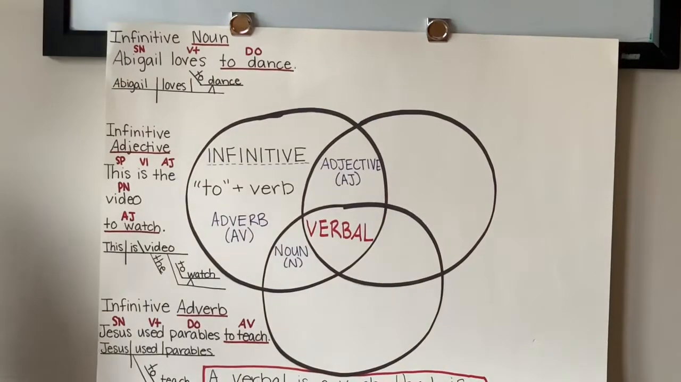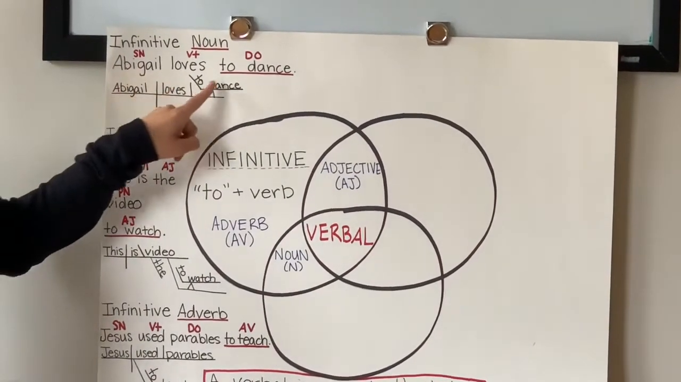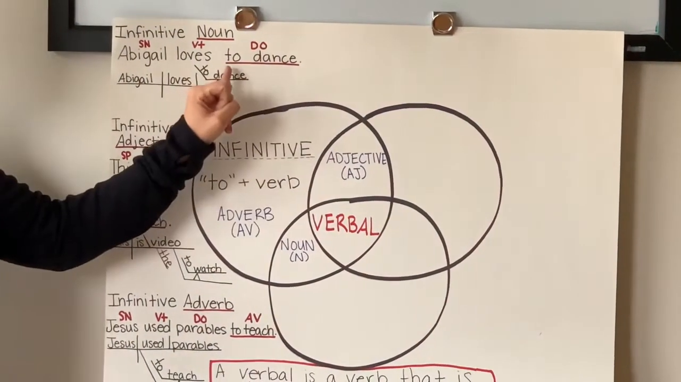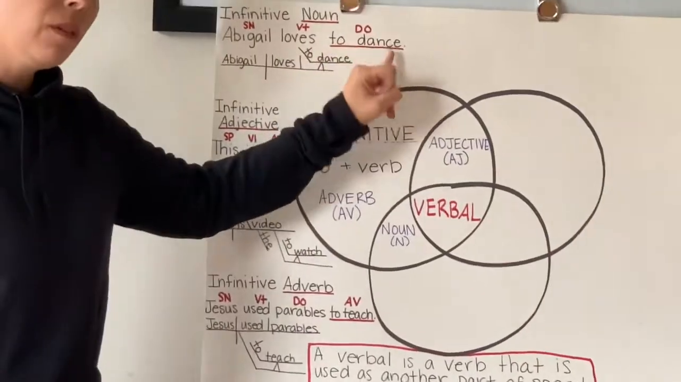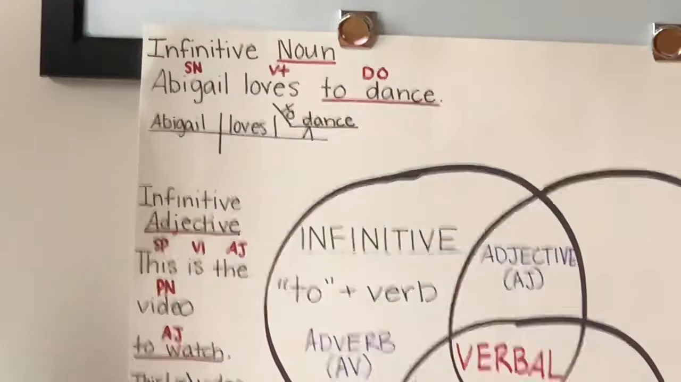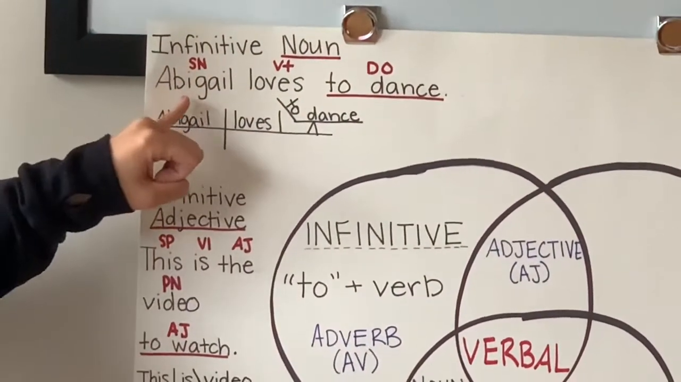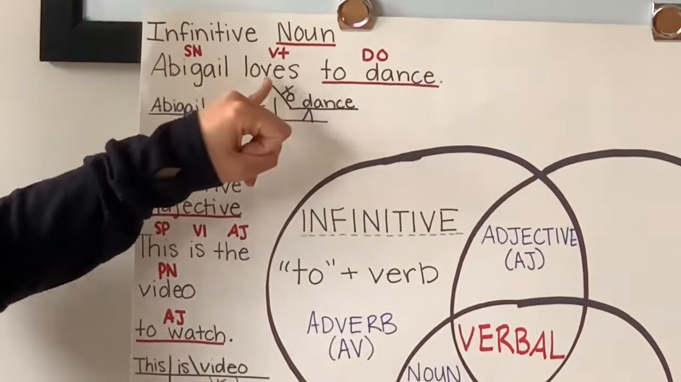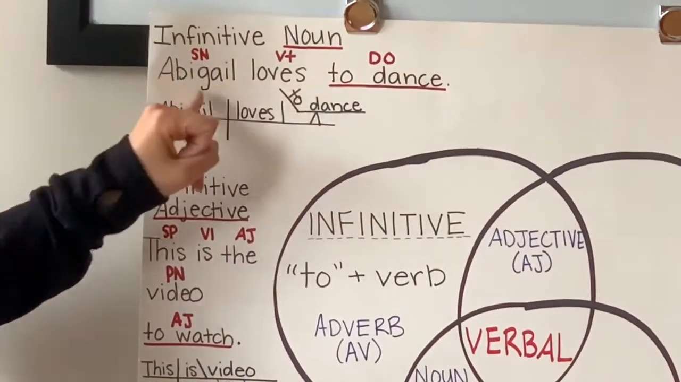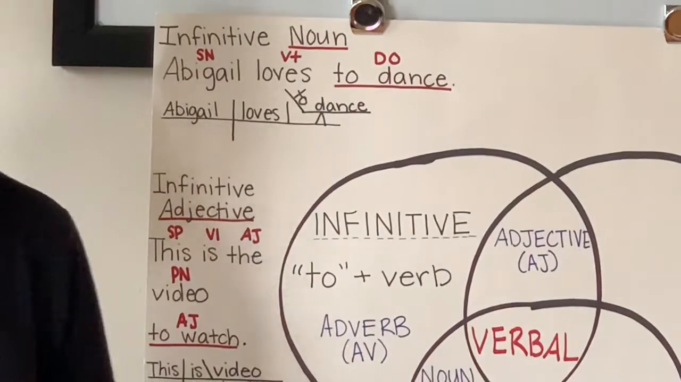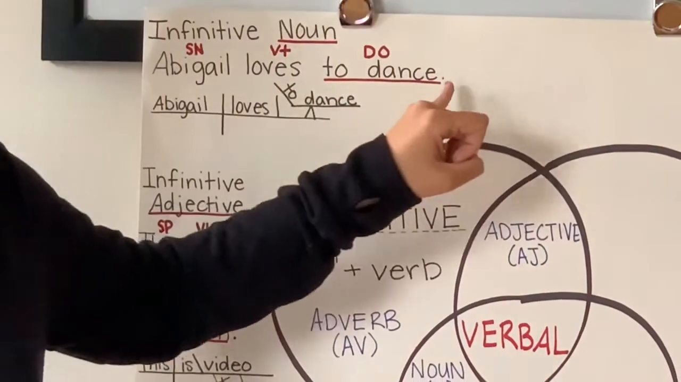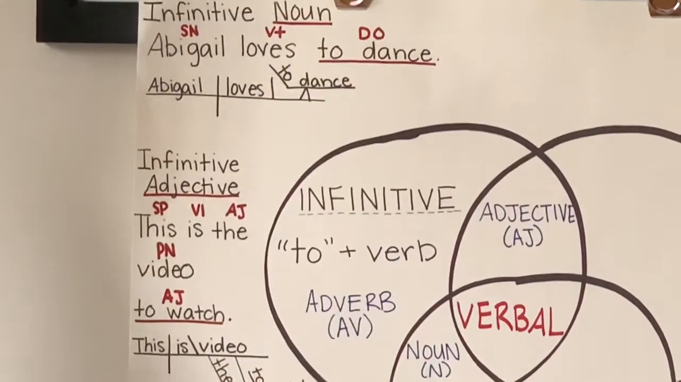Look at this example sentence. We have Abigail loves to dance. Notice to dance, it's to plus a verb. And in this sentence, to dance is acting as the direct object, right? Abigail is a noun. What is being said about Abigail? Abigail loves, label verb. Abigail loves what? Abigail loves to dance, label direct object, okay?